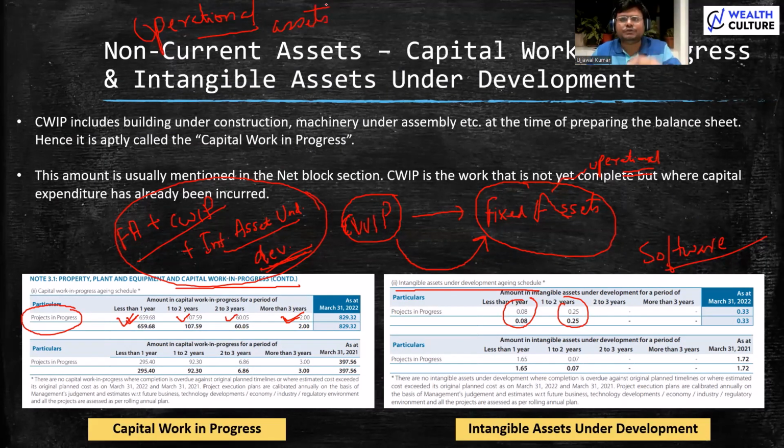The other thing that you need to note is that whatever number is mentioned on the balance sheet, which is the gross block, is the amount that is invested. It's not the market amount. So let's say if I bought a vehicle and I put in 5 lakhs.